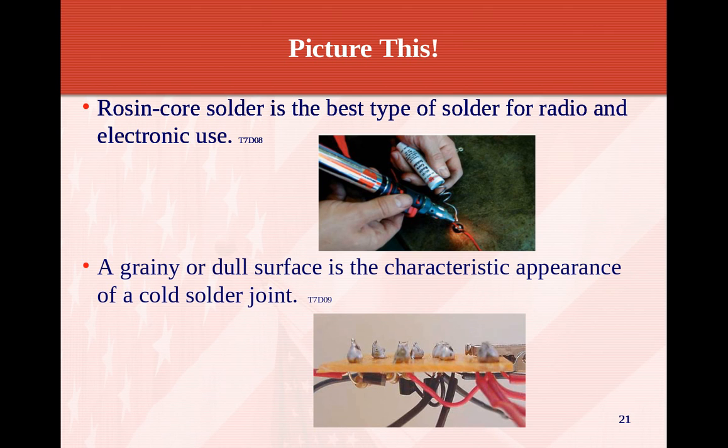Grainy or dull surfaces is a characteristic of a cold solder joint. So that's a classic cold solder joint. It's dull in appearance, or grainy. It should be nice, bright, shiny, very smooth.